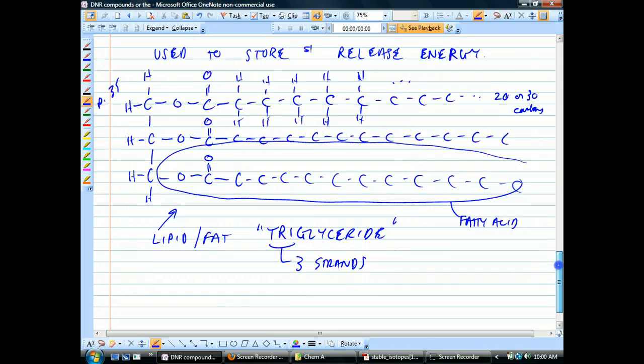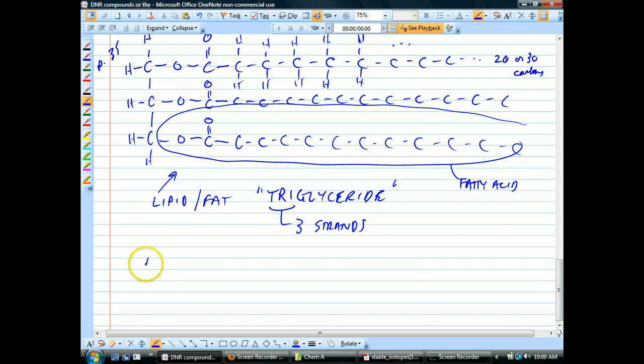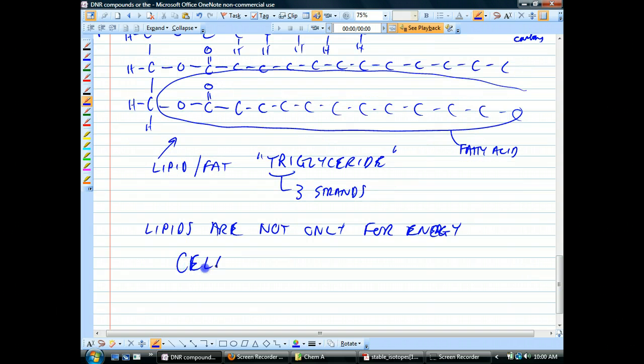Now, lipids are very important in your body, not only for energy storage, but as we're going to see, lipids are not only for energy. Cell membranes are made of lipids. So you would not want to have a diet with absolutely no lipids in it. Actually, absolutely no fats. Cell membranes are made of them.